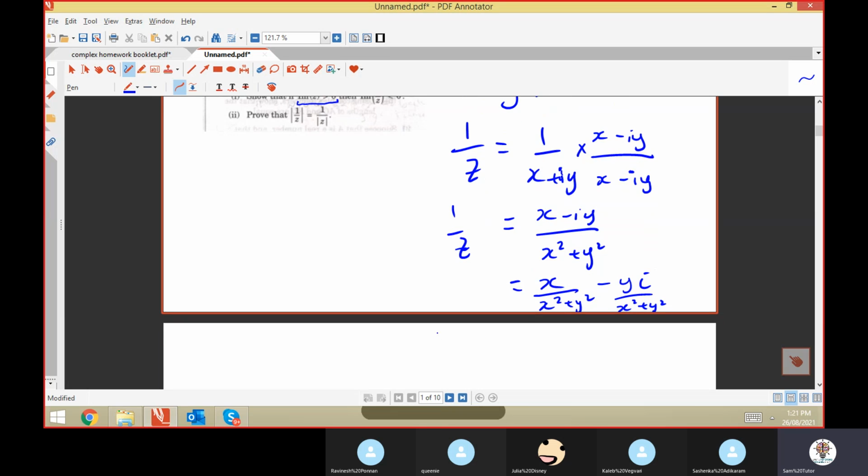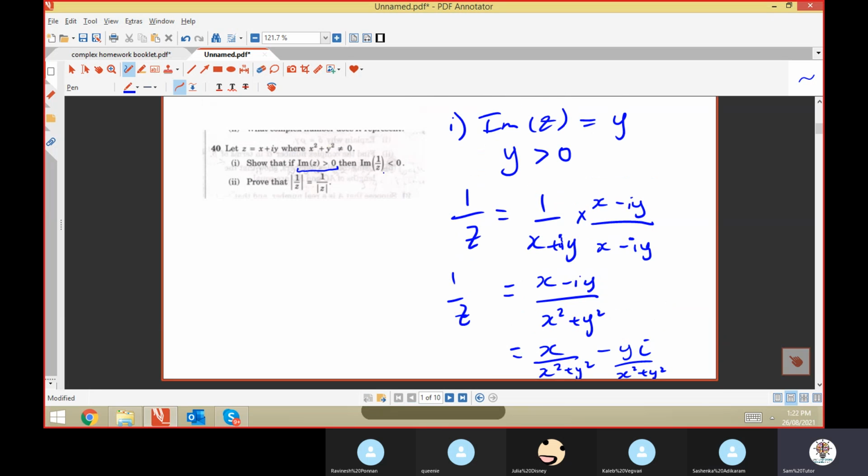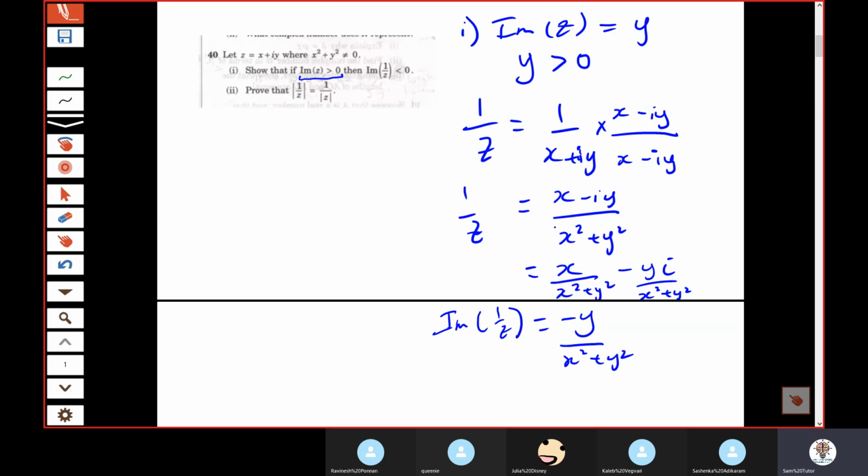Then if I ask you what's the imaginary part of 1 on z, now you would say negative y on x squared plus y squared, and you are hoping to somehow say that that is less than 0. Can you guys put everything together now and conclude why this must be less than 0?